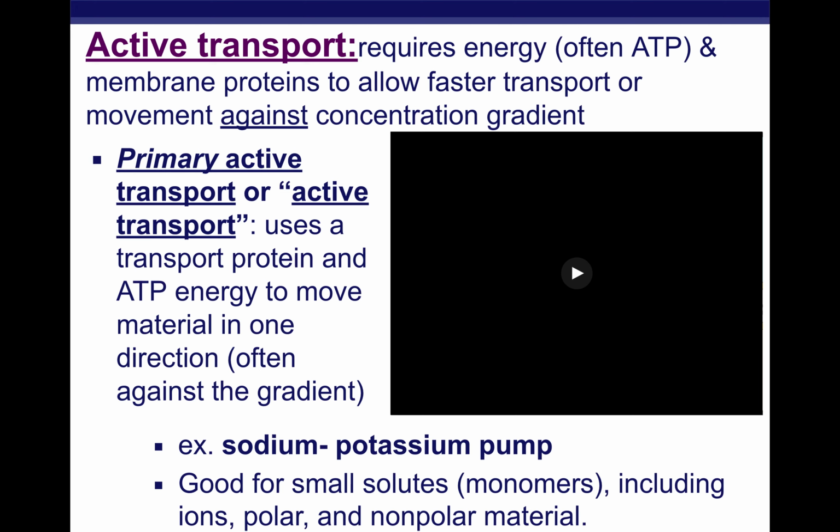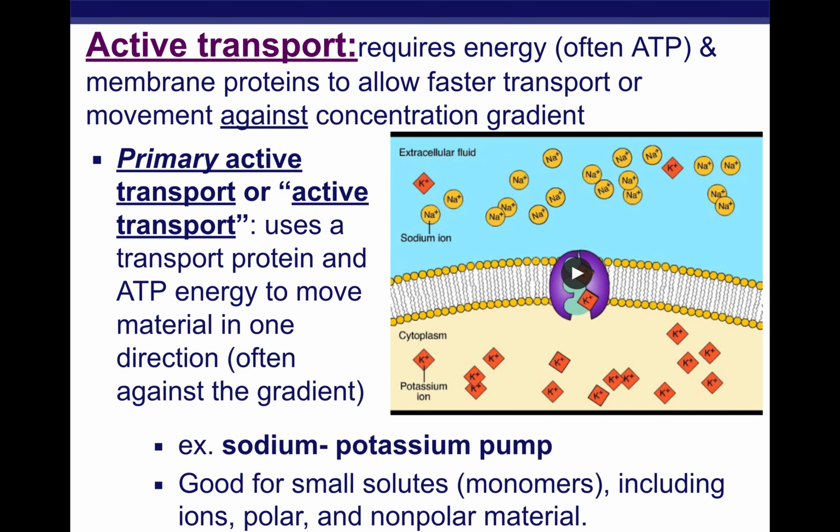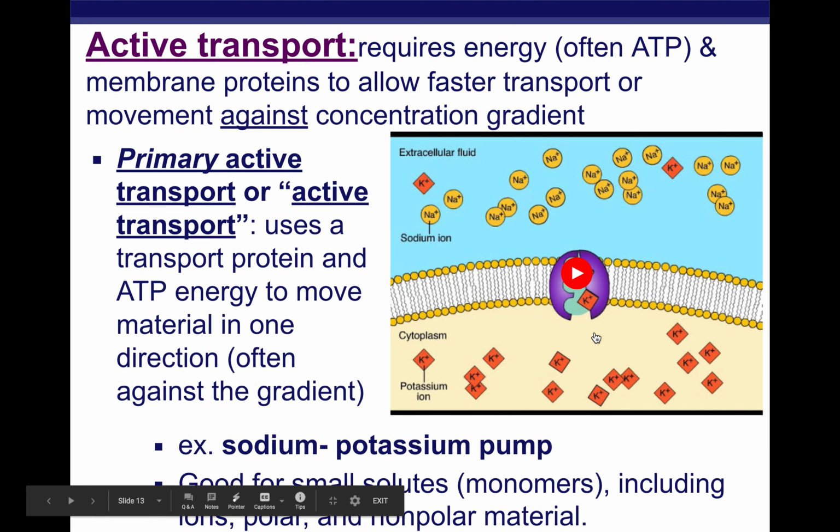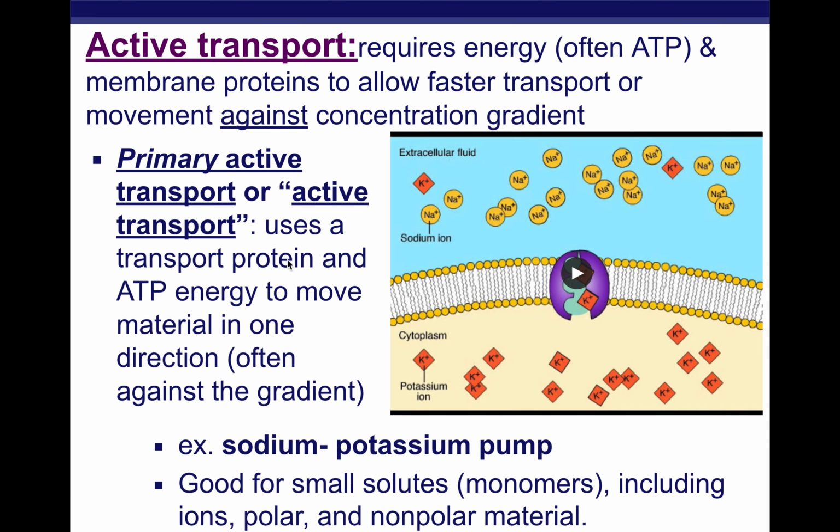Okay, so the most annoyingly named type of active transport is also named active transport, but another name for it is what's known as primary active transport. So it's the use of a transport protein and ATP energy to move material in one direction. Generally speaking, you're going to use this when you're trying to go against the concentration gradient, though you can use it to move things in a direction a little bit faster than might normally occur with diffusion.